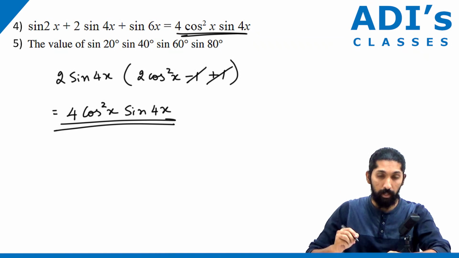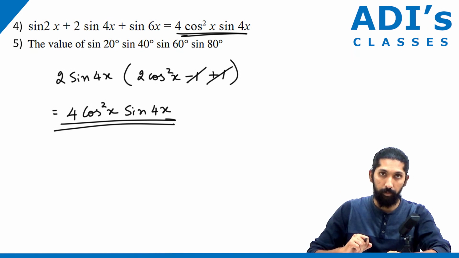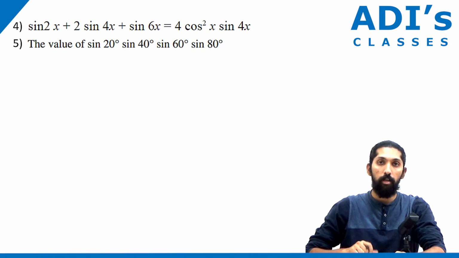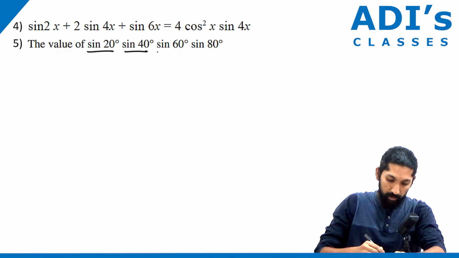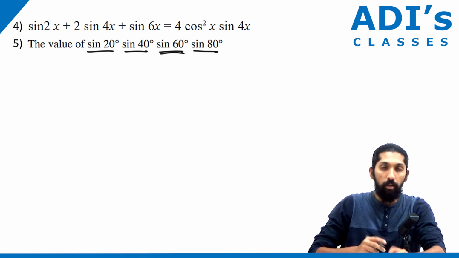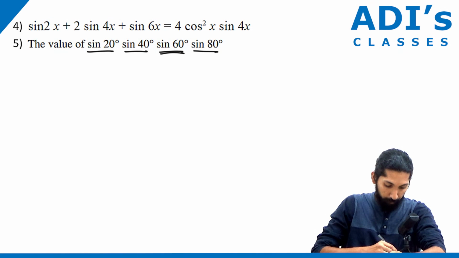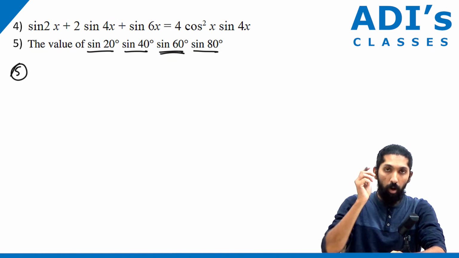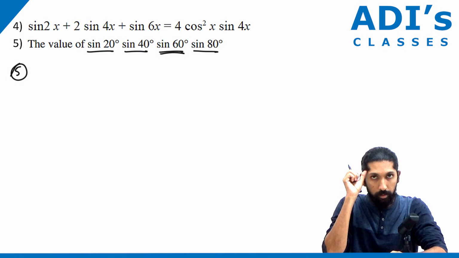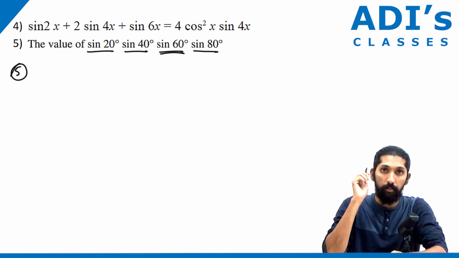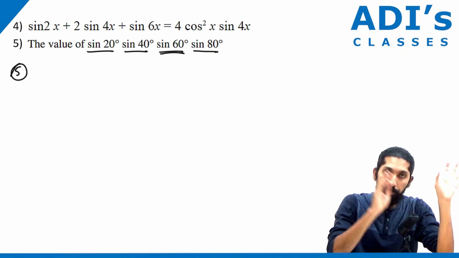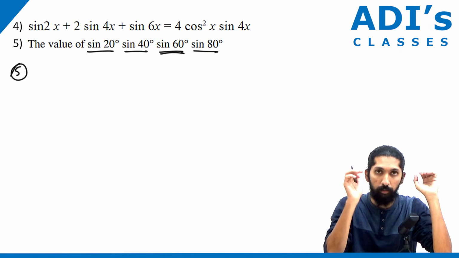Fifth one, the last one. Last one is a bit different. Okay, we'll do the last one. See the fifth one, sine 20, sine 40, sine 60 and sine 80. Now, first thing, before you solve the fifth one here, of all the four values, we have one standard angle, correct? That is sine 60. So let's separate it. Okay, let's write down the value.